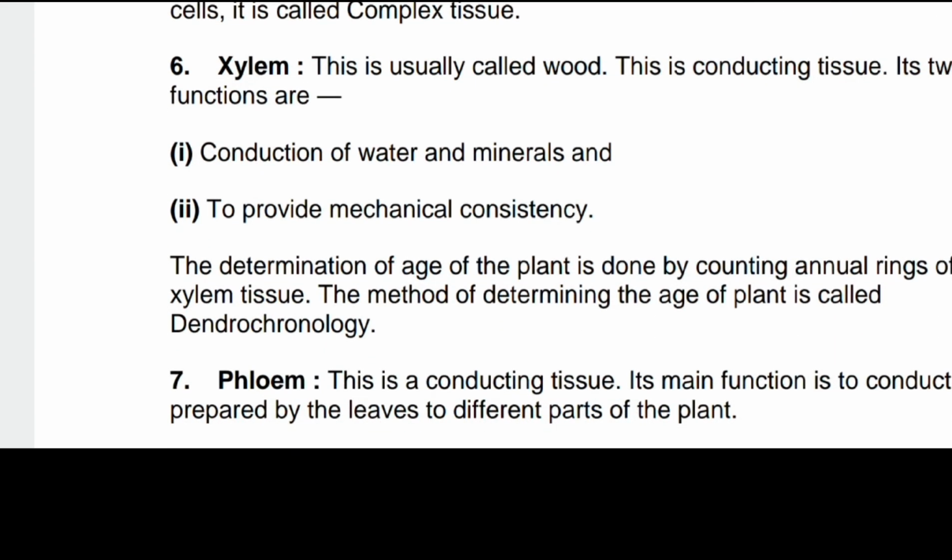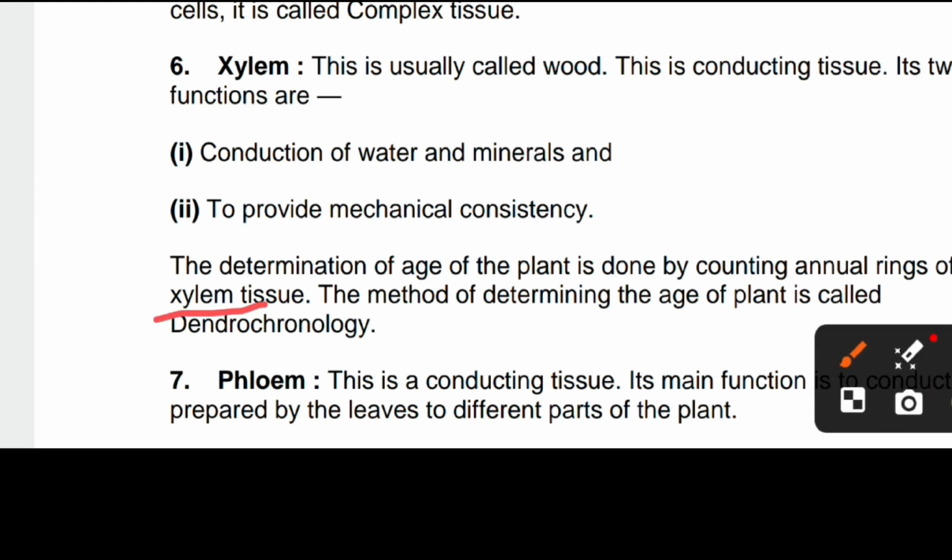The age of the plant is determined by counting the annual rings of the xylem tissue. The method of determining the age of plants is called dendrochronology. It is very important. The method of detecting the age of the plant is called dendrochronology.